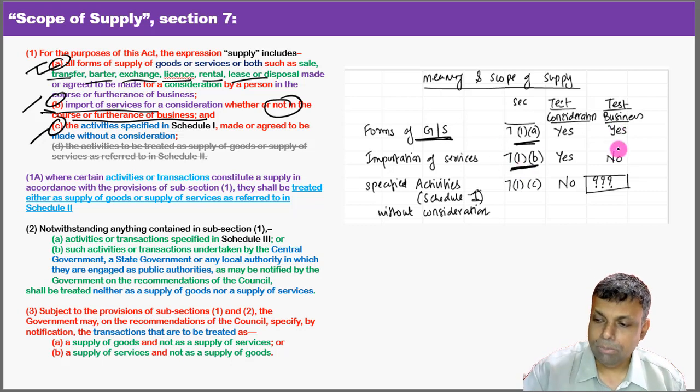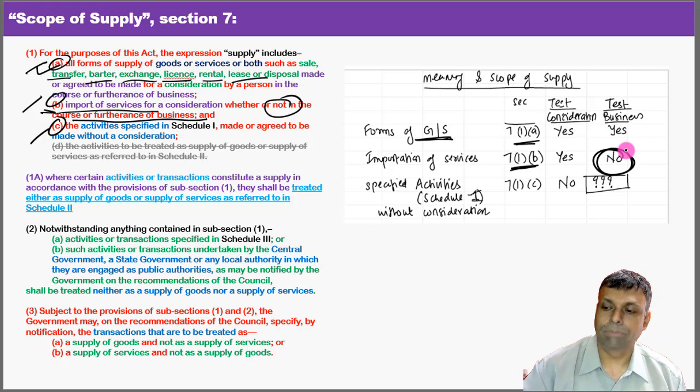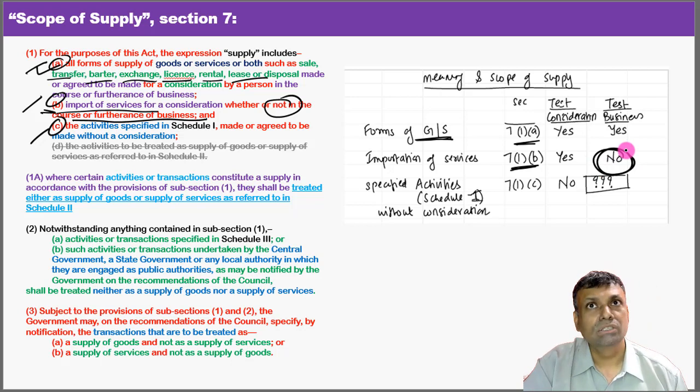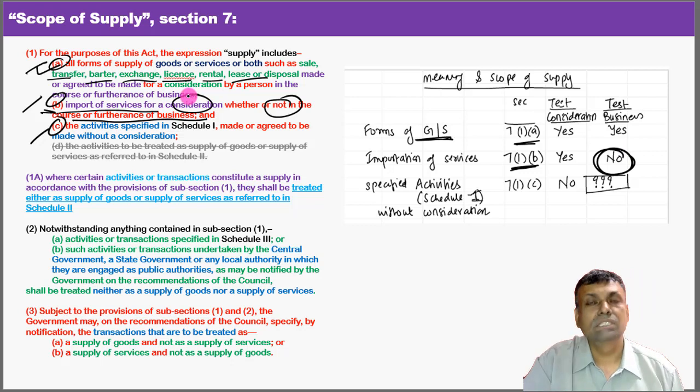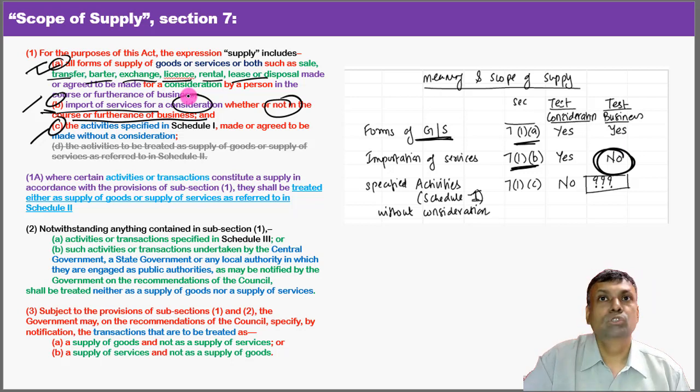But when it comes to 7.1b, the test of business is not applicable. That means if it is importation of services for a consideration, basically for a price, that means you are importing and you are paying a price for it, in that particular situation it will be regarded as a supply.